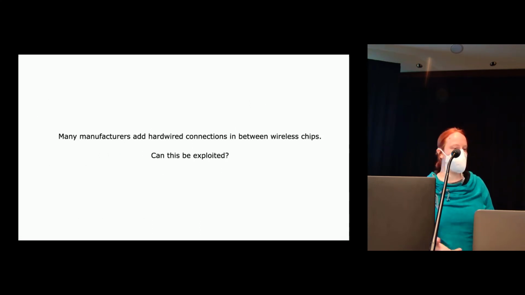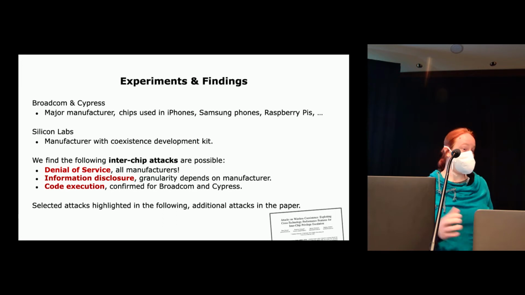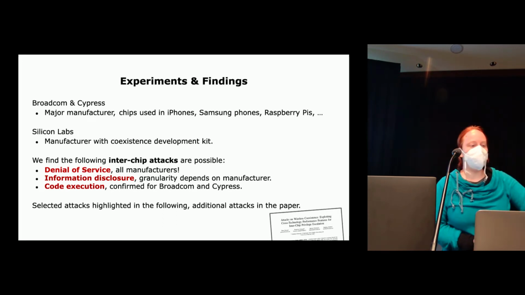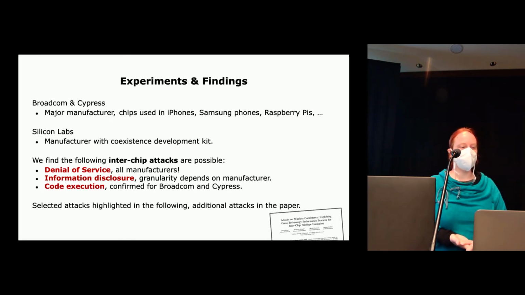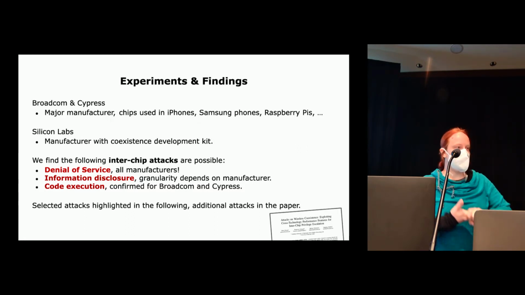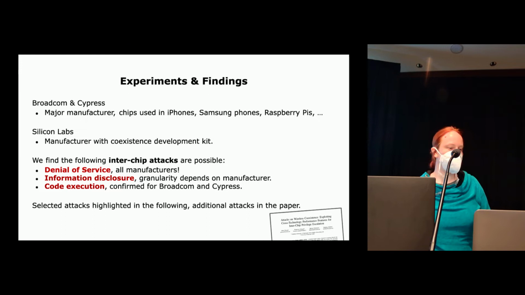Many manufacturers have these connections, but now the question is: can we also exploit this feature? And of course, the answer is yes, otherwise I wouldn't be here. So I mainly looked into Broadcom and Cypress chips. That's a very big manufacturer. Their chips are used in all iPhones up to the most recent iPhone, in many Samsung phones, and in the Raspberry Pi. So you can find those chips really everywhere, and I think every one of you has a device with one of those chips.